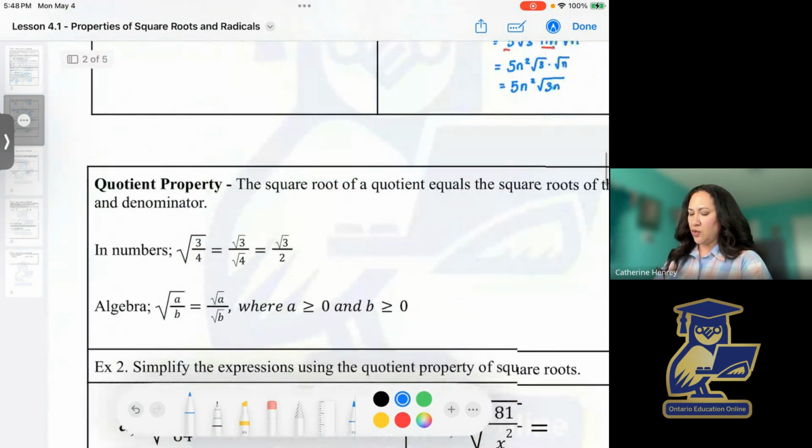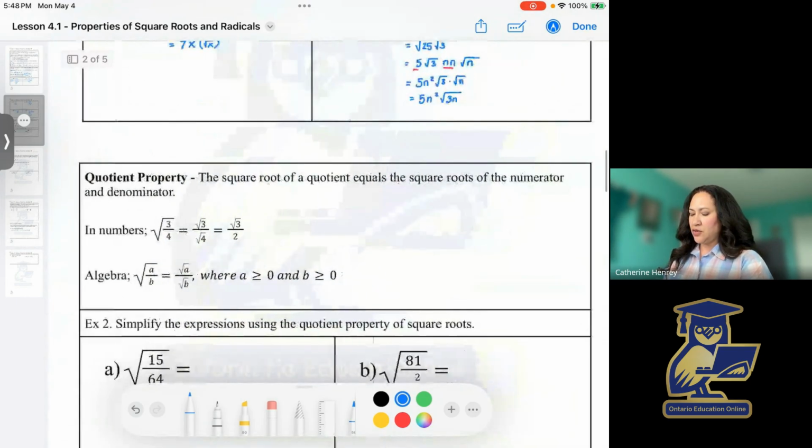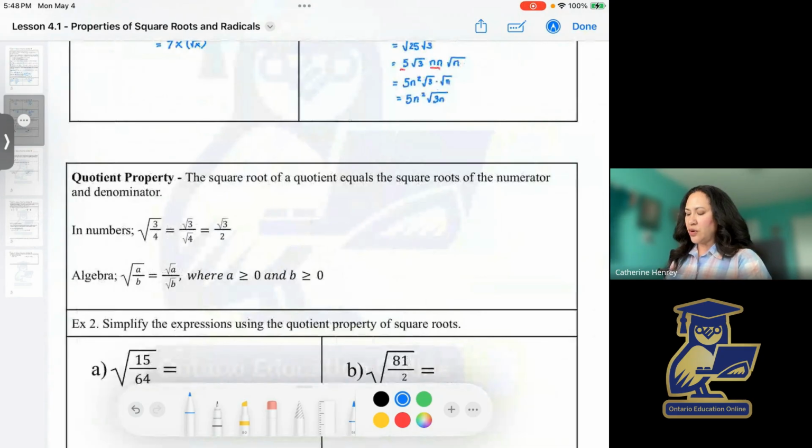Let's take a look at the quotient property. So the square root of a quotient equals the square roots of the numerator and the denominator. So the square root of 3 divided by 4 is equal to the square root of 3 divided by the square root of 4. Then we can simplify top and bottom.